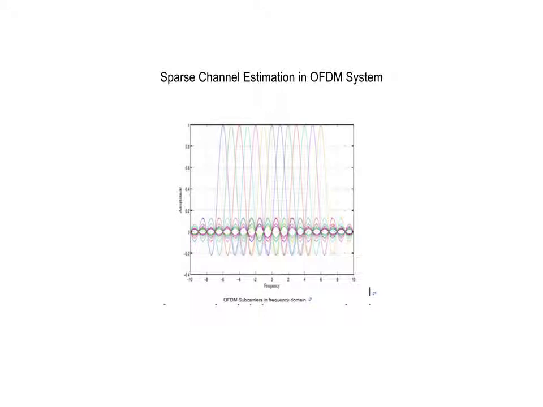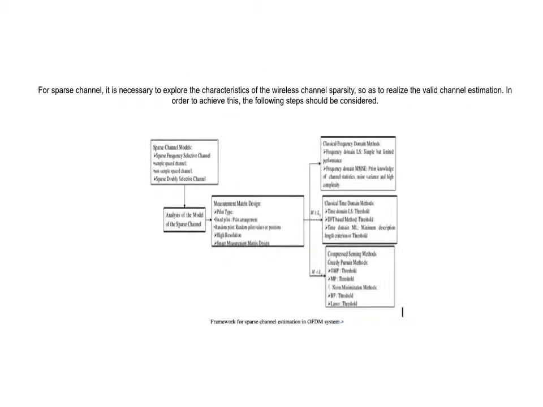OFDM is a multi-carrier modulation technology. A high-speed serial data stream is modulated onto separate slow, orthogonal frequency-domain subcarriers for parallel transmission. As can be seen from the figure, there are about four steps in OFDM system sparse channel estimation.